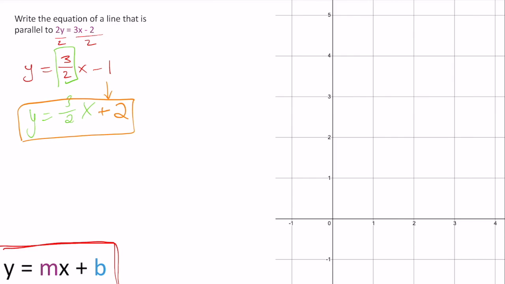So now let's check. Our first line, I'll do that back in red, was 3 over 2x minus 1. So we're starting at minus 1 again, right? That's my y-intercept. I'm going up 3 over 2. 1, 2, 3 over 2. Right there. 1, 2, 3 over 2. Okay? That's my first line. Try and do that pretty good.